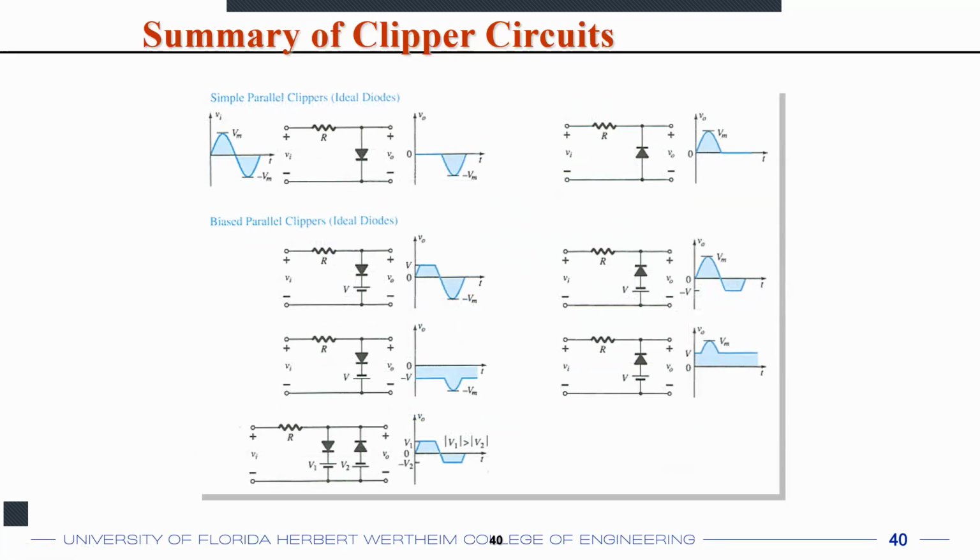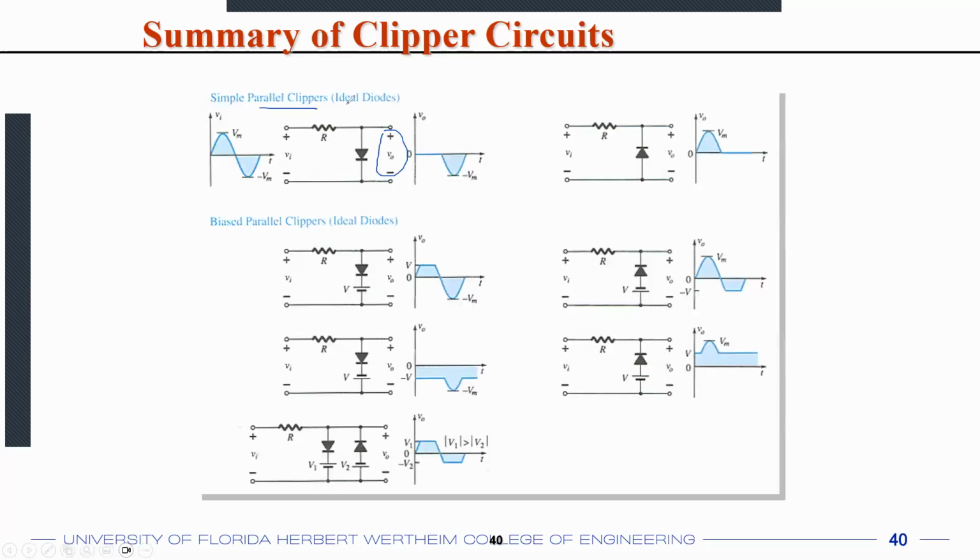Okay, similarly, you can again do the calculations for parallel clipper circuits. And remember that for the parallel clipper circuit, the diode will be connected in shunt, in parallel, and you are taking the output voltage across the diode.